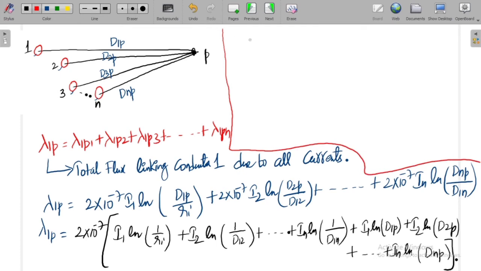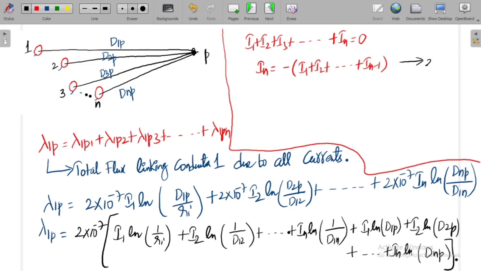Now we need to use the condition which we have assumed at the initial stage, that the sum of all the currents must be equal to 0. This is the practical situation which you can observe in a three-phase system, where the phasor sum of all the currents is equal to 0 in a balanced three-phase system. So I am considering the same fact here, but I am considering that there are n conductors, right? So from this I can write In as equal to minus the sum of I1 to In minus 1.